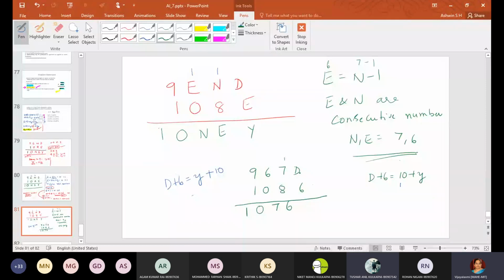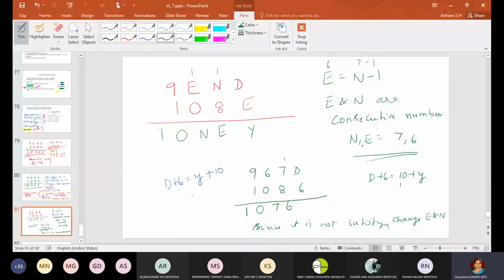If I take 7, what about 7? It's taken, ma'am. Yeah, it's taken. 8, 9 are also taken. Now since it is not satisfying, you have to change the value of E and N. Change E and N. You have to change the value of E and N.